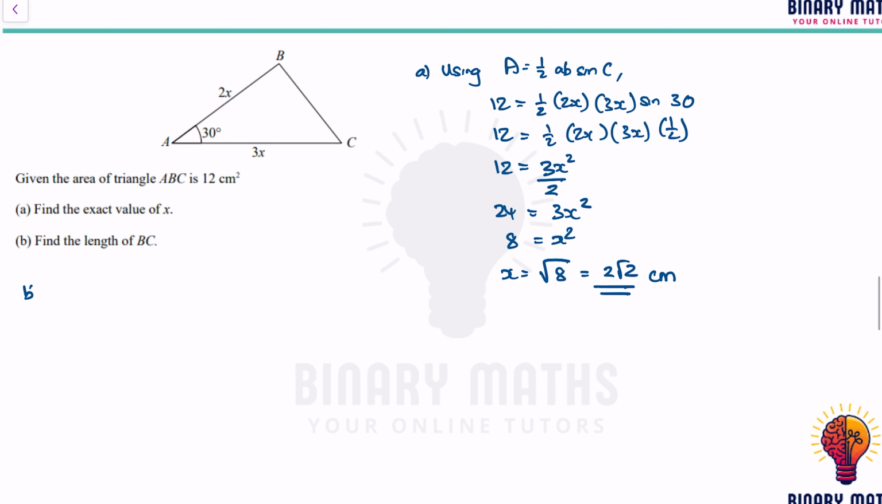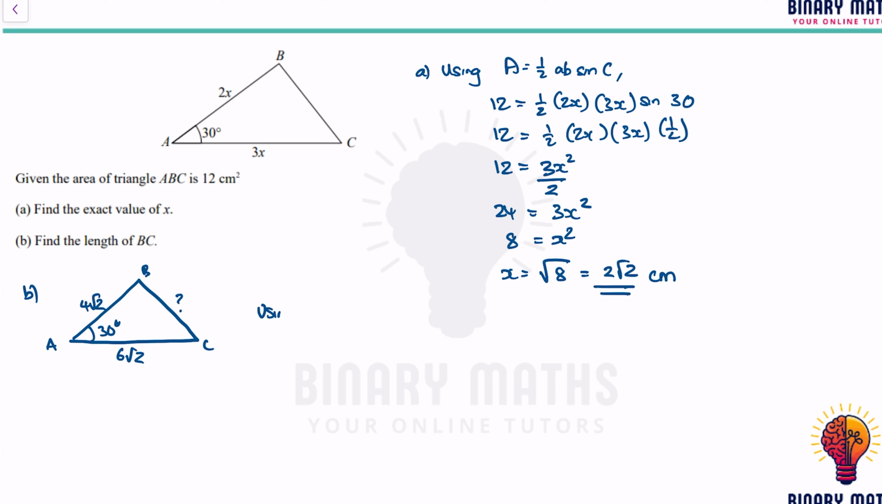So part B, find the length of BC. So if I were to draw this out again, then I know this must be 2 lots of x, so it must be 2 lots of 2 root 2, which is 4 root 2. This must be 3 lots of root 2, which is 6 root 2. I know this is 30 degrees, A, B, and C, and I'm trying to find out B to C. So that means I'm trying to use the cosine rule.